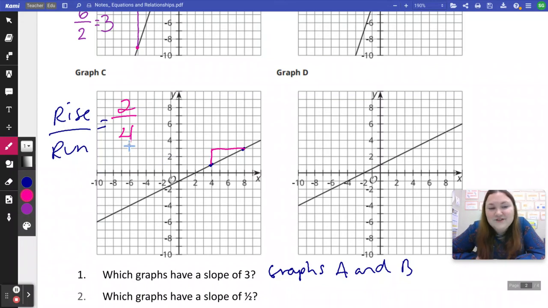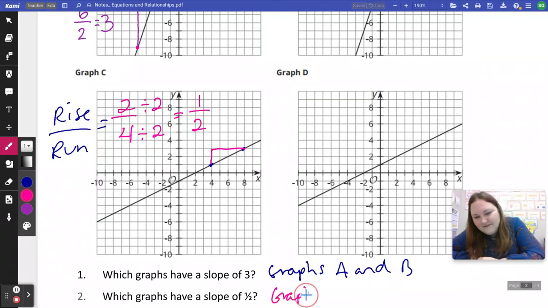Well, I got the fraction 2/4, and that's not 1/2, but we know how to simplify fractions. Simplifying doesn't change the amount, it just makes the number smaller. So if I'm looking at 2/4, I notice I can simplify that fraction because there's a number we can divide both of those by. The number is 2. When I do that, 2 divided by 2 is 1, 4 divided by 2 is 2, and so we see that slope is 1/2. So I know graph C has a slope of 1/2.